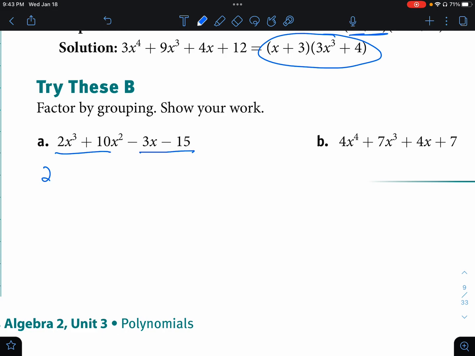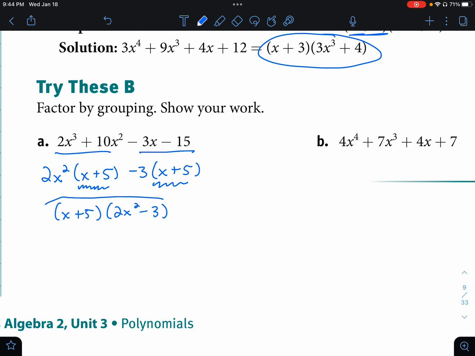Here I can take out a common 2 and a common x squared, leaving me with an x plus 5. Again, whatever you have here should multiply back into this if I was reversing this, and instead of unmultiplying, aka factoring, I would multiply it back in, distribute it back in. And here I've got a minus 3 as a common factor, again leaving an x plus 5, because negative 15 divided by negative 3 leaves a positive 5, and if I reversed it, it would get me back to the beginning. The parentheses match up exactly like I was expecting. So I get x plus 5 times 2x squared minus 3.